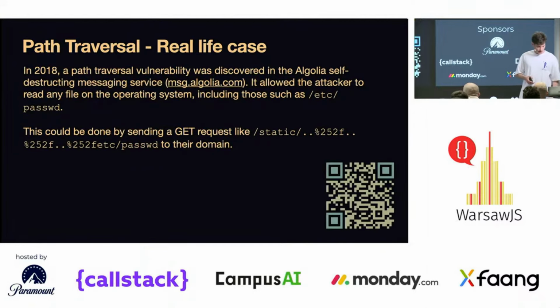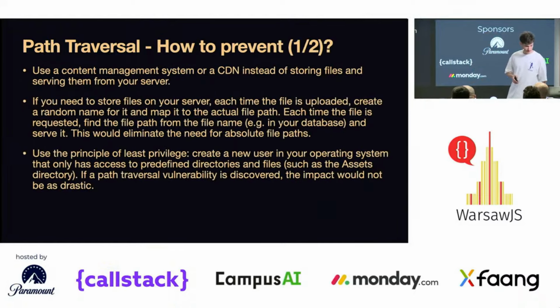A real life case of this vulnerability would be an Algolia messaging service where an attacker was able to make a GET request to a static path. It was a CDN which shared some style sheets, JavaScript, and so on. And if an attacker made a request like this, they would be able to read any arbitrary file from Algolia's server.